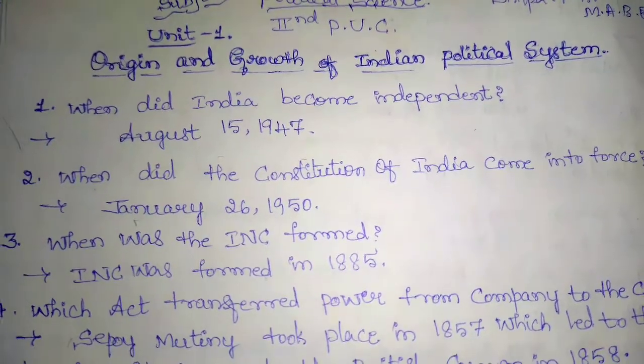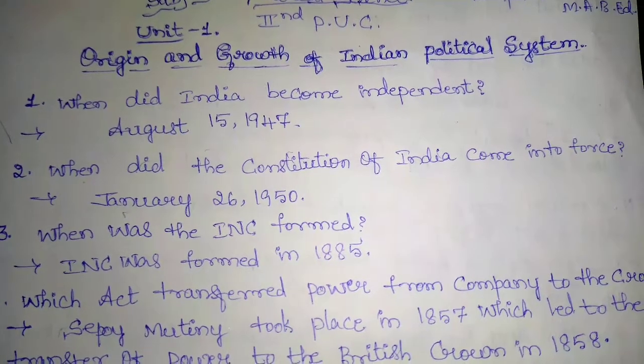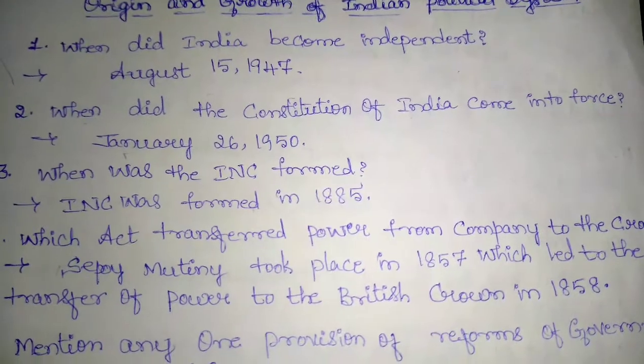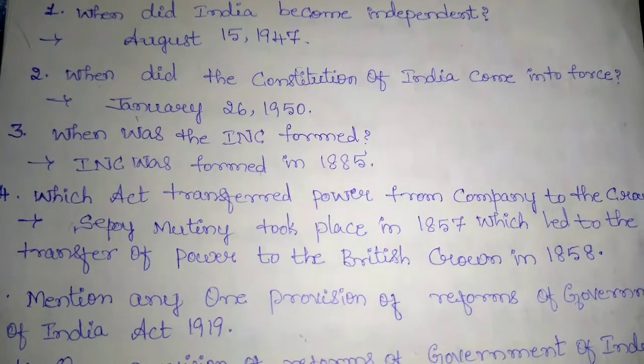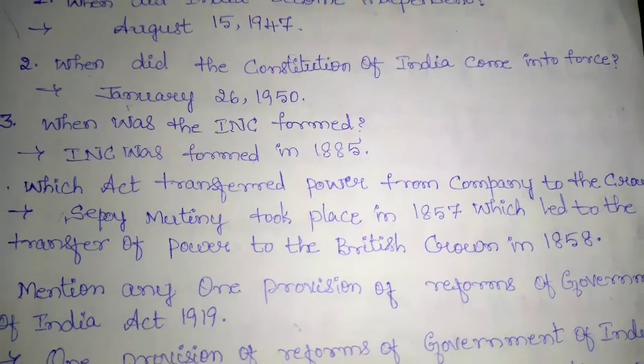When did India become independent? August 15th, 1947. When did the Constitution of India come into force? January 26, 1950. When was the Indian National Congress formed? INC was formed in 1885.